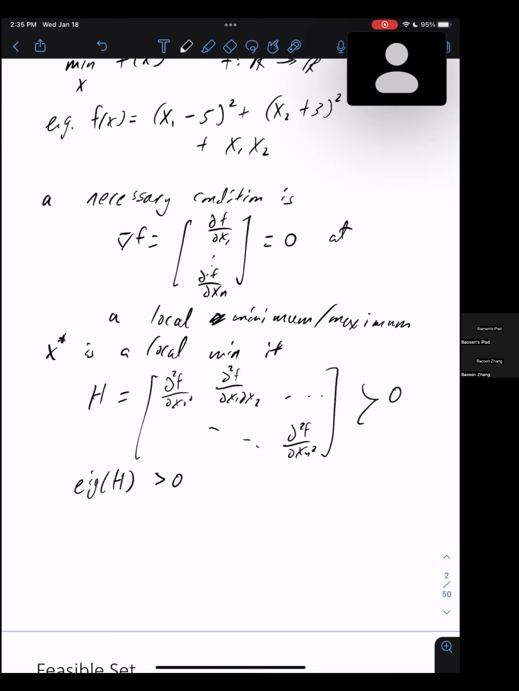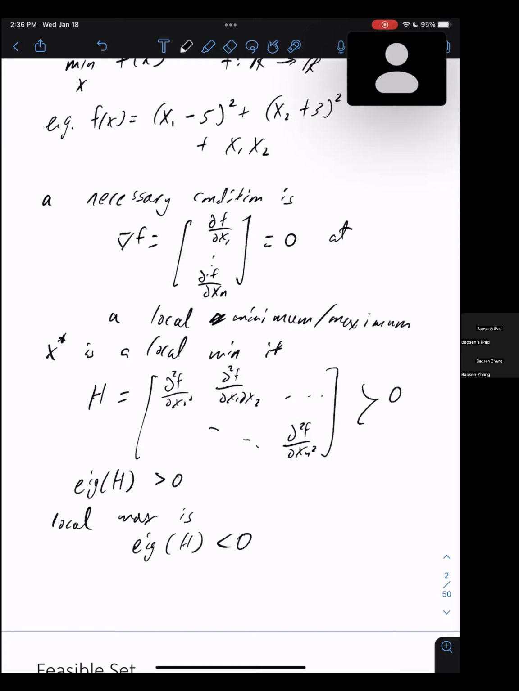It's a local max if all the eigenvalues are negative. Because this is a symmetric matrix, the eigenvalues are all real numbers, so you can talk about either positive or negative. So a local max if the eigenvalues of H are less than 0, all the eigenvalues less than 0.